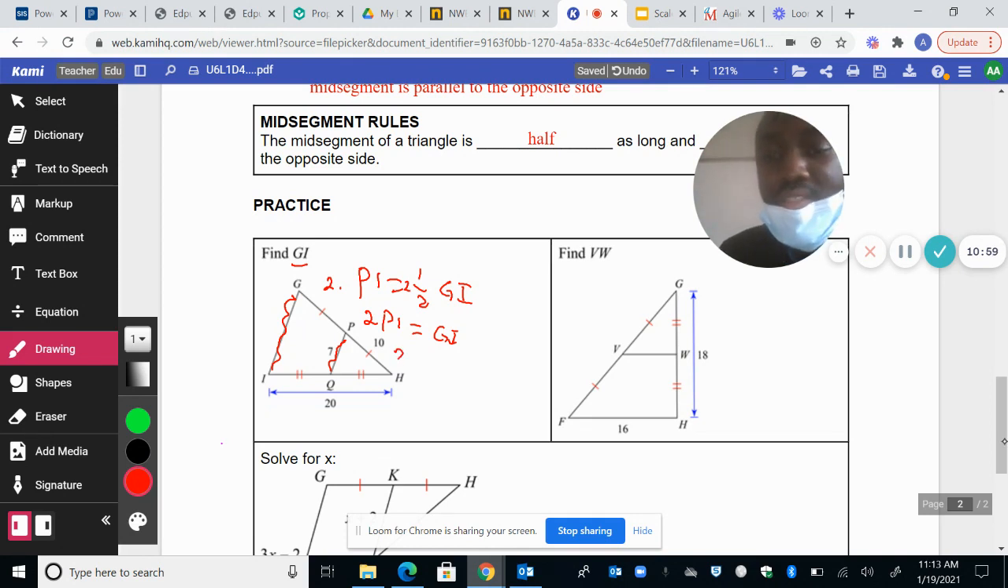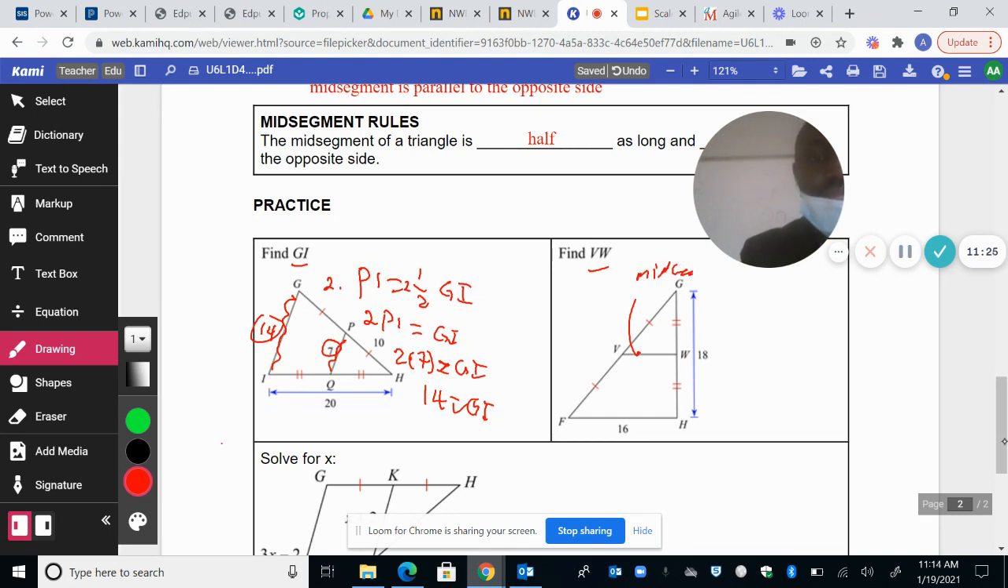So our PQ is 7, so 2 times 7 is 14. So GI is 14, which is right. If your mid segment is 7, it's half of GI, so GI has to be 14. On the other side, we want to find VW. VW is the mid segment here, and FH is the opposite side.